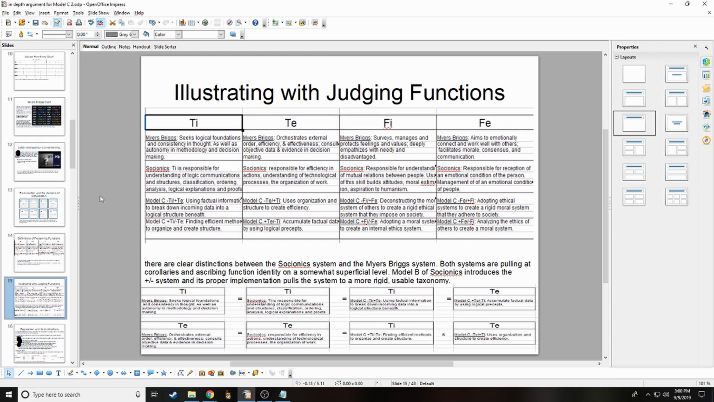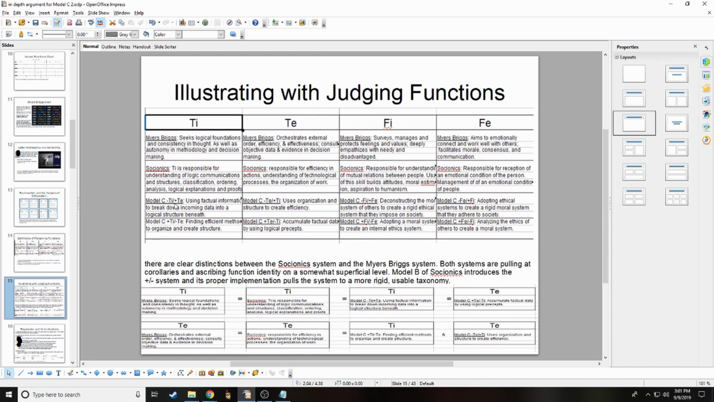Anyways, so Myers-Briggs lays out Ti as seeks logical foundations and consistency in thought, as well as autonomy in methodology and decision making. Te is orchestrates external order, efficiency, and effectiveness, consults objective data and evidence in decision making. For Socionics, they say Ti is responsible for understanding of logic communications and structures and classifications, ordering, analysis, logical explanations, and proofs. For Te, Socionics says responsible for efficiency in action, understanding of the technological processes, and the organization of work. These definitions seem to be fairly uniform. In fact, they're incredibly uniform.